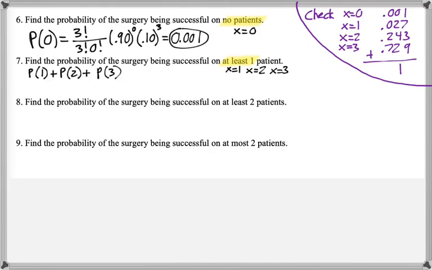So we need to take the probability of 1 plus the probability of 2 plus the probability of 3. And we've already found those probabilities, so we just need to add them up. And it's equal to 0.999.